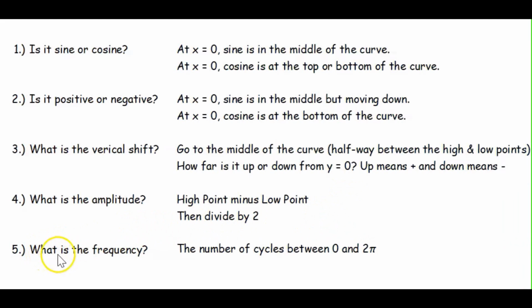Last thing is you want to know what is the frequency. That's the number that goes inside the parentheses with the x. And the frequency, very simply, is the number of cycles between 0 and 2 pi. So how many times does sine go up, down, up, down, up, down, up? If it does it 5 times or 3 times, let's say it does it 3 times, up, down, up, down, up, between 0 and 2 pi, then the frequency is 3, and you're going to put a 3 inside the parentheses with the x. Okay? So let's go ahead and do a couple examples now.